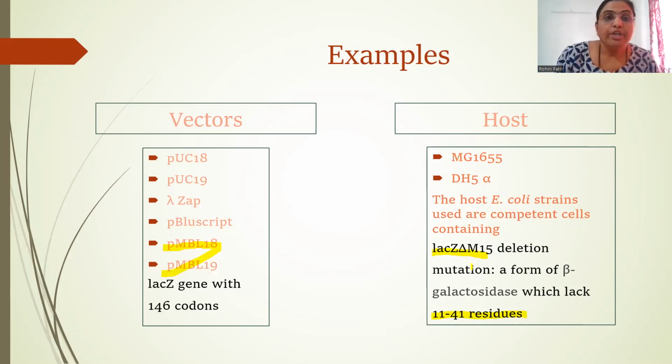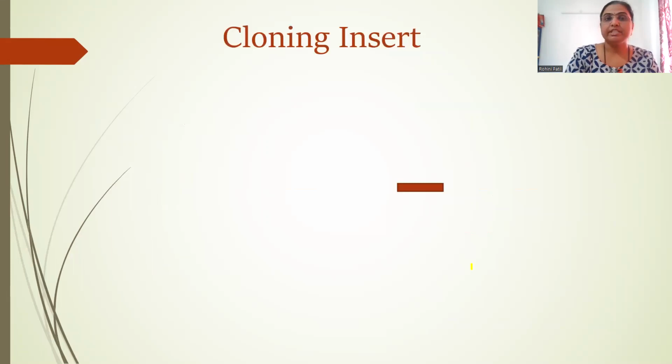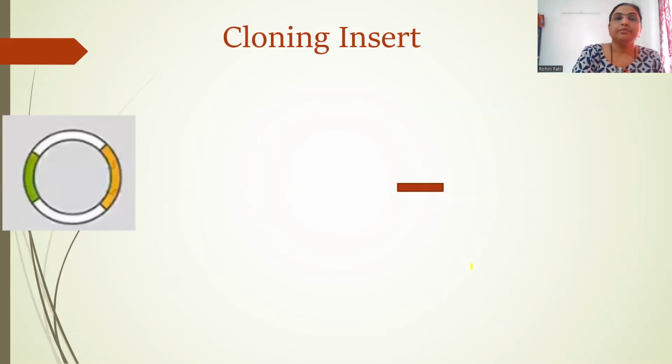Now going towards alpha complementation, or you may call it blue-white selection. Alpha complementation is used for the selection of recombinant and non-recombinant clones; that is blue-white selection. Now, for cloning the insert, you should have a vector, and just now we have seen examples of vectors.